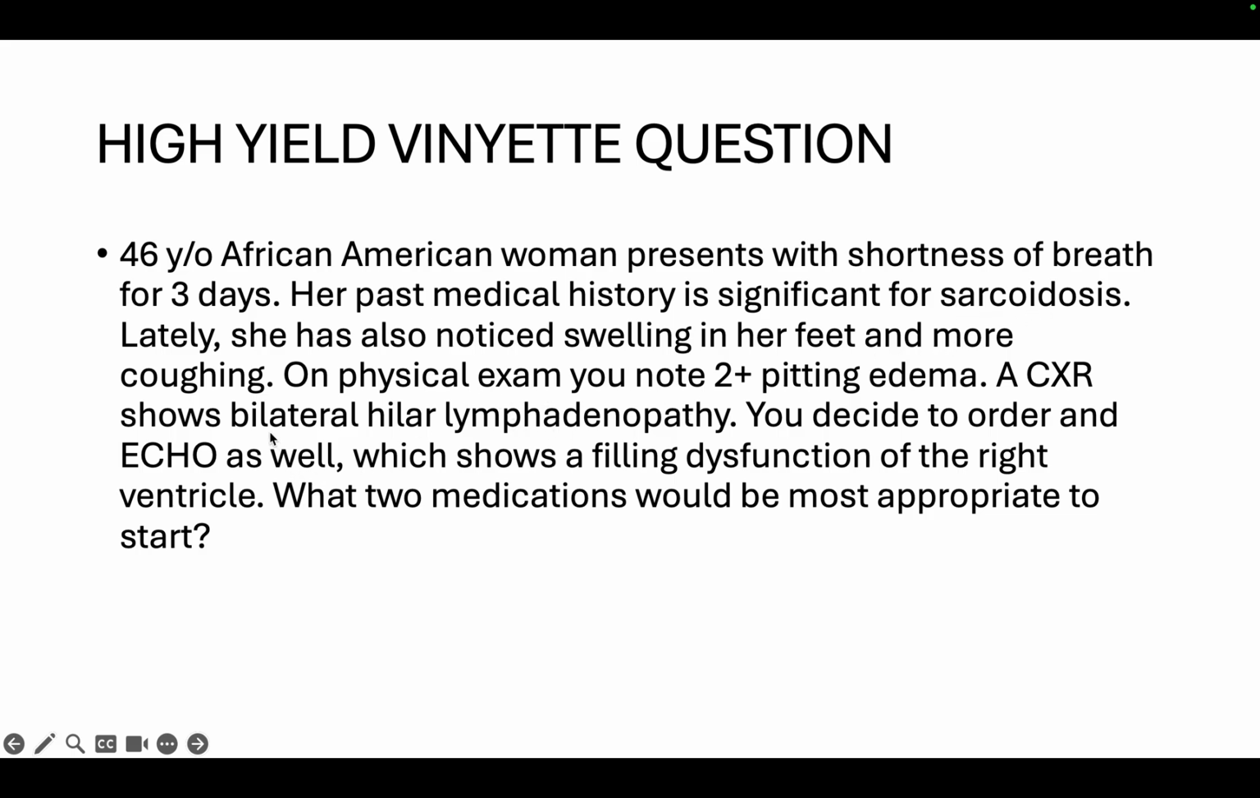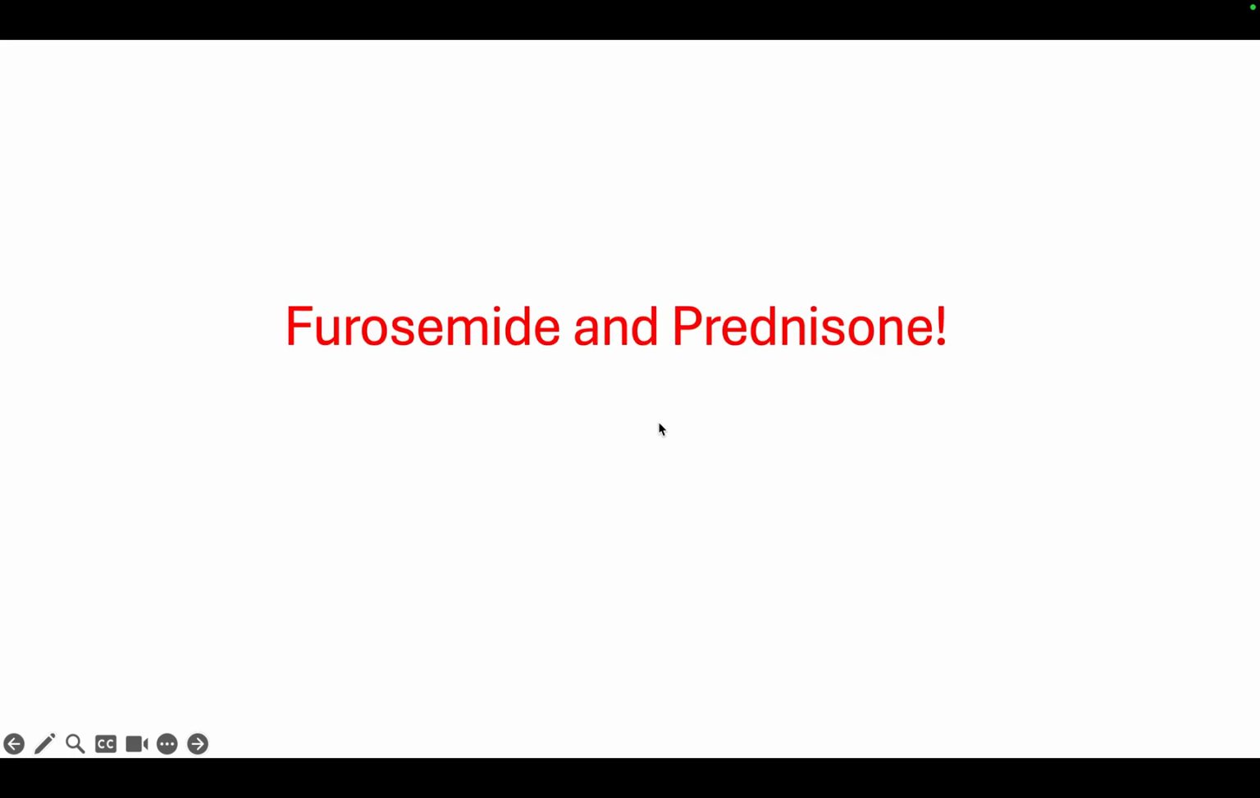Bilateral hilar lymphadenopathy indicates that she is having a sarcoidosis flare. What medication do you want to use for a sarcoidosis flare? Prednisone, a steroid, right? And then obviously, like I just said, you want to diurese her just a hair. So the answer is you want to give her furosemide, and prednisone to treat her sarcoidosis.